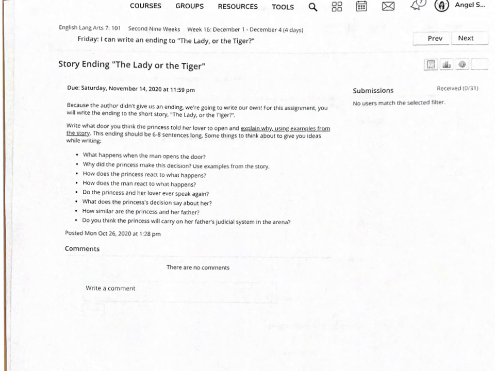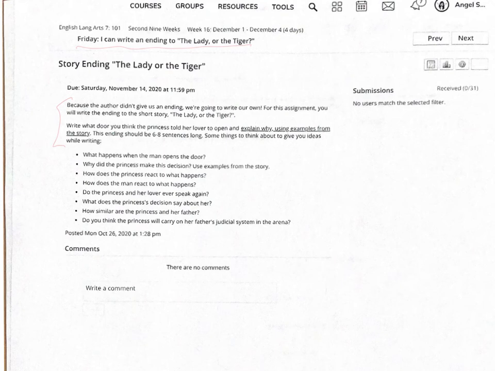So this is your Friday assignment. And our learning target: I can write an ending to The Lady or the Tiger. So this is the fun part. You're going to get to write your own ending. I'm just going to read over this really quick for you. Because the author didn't give us an ending, we're going to write our own.